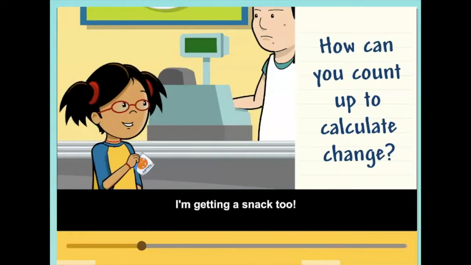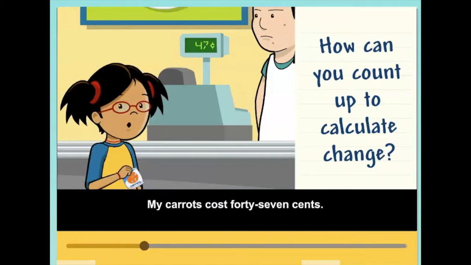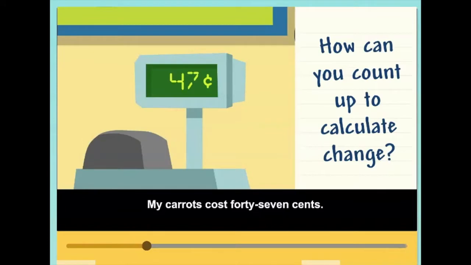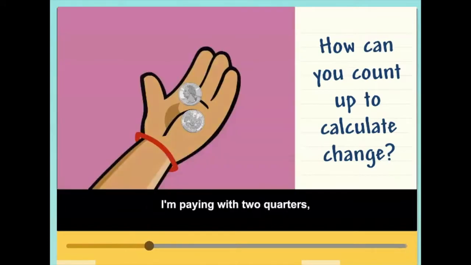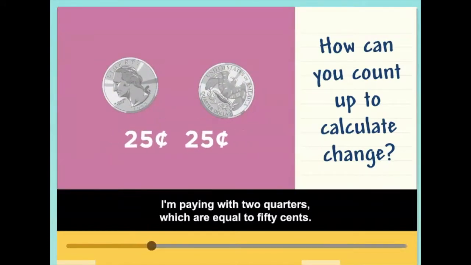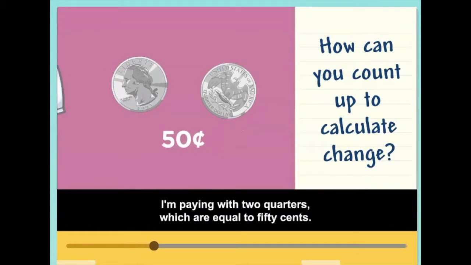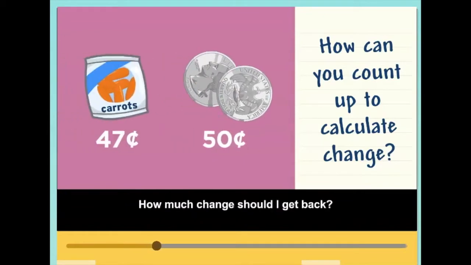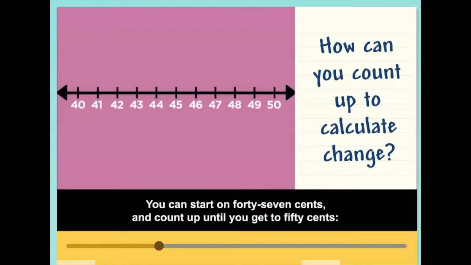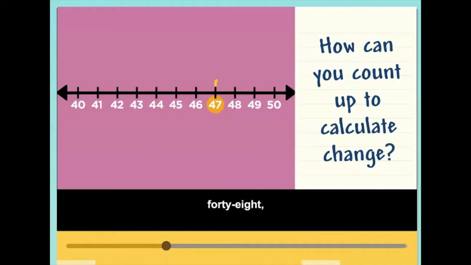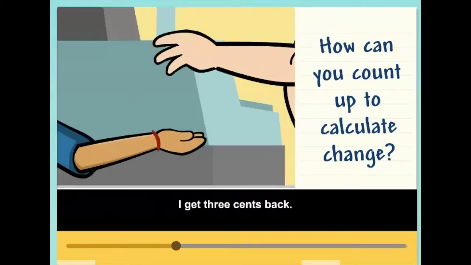I'm getting a snack too. My carrots cost 47 cents. I'm paying with 2 quarters, which are equal to 50 cents. How much change should I get back? You can start on 47 cents and count up until you get to 50 cents. 48, 49, 50. Since I counted up 3 cents, I get 3 cents back.